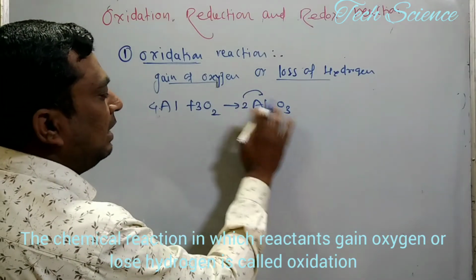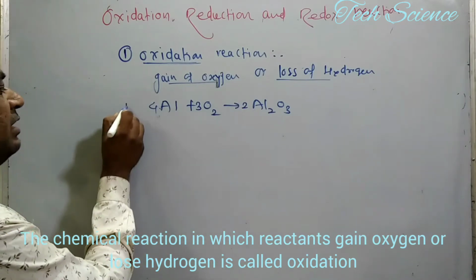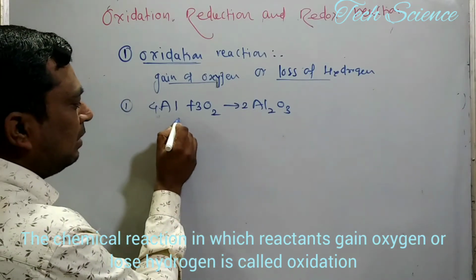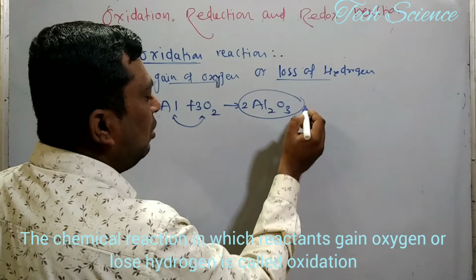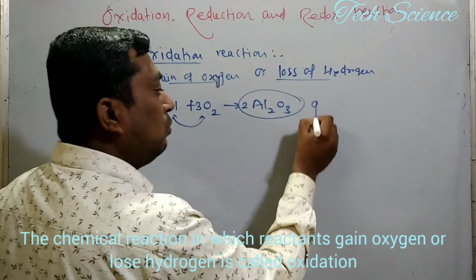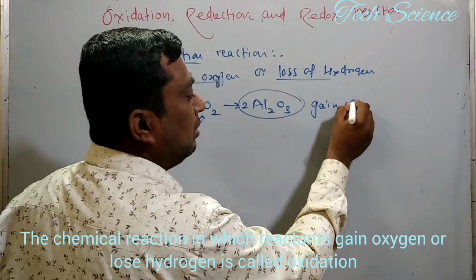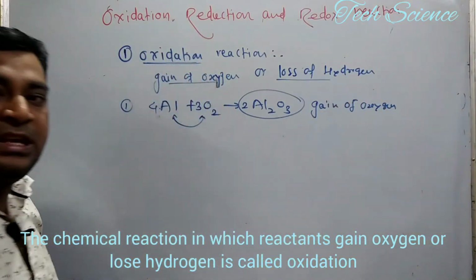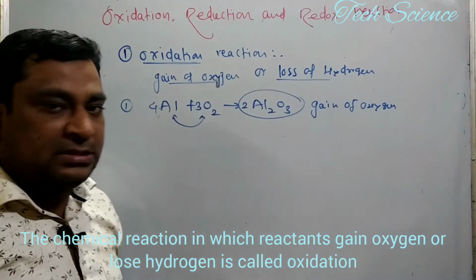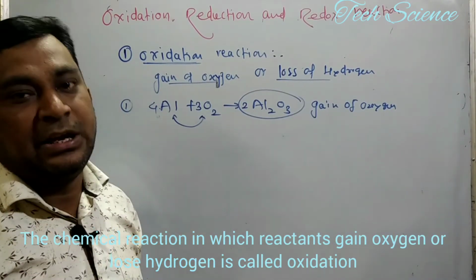So this is the first reaction in which aluminium combined with oxygen, and the final compound is called the product. Here you got the output. Here there is a gain of oxygen, and this gain of oxygen is termed an oxidation reaction.